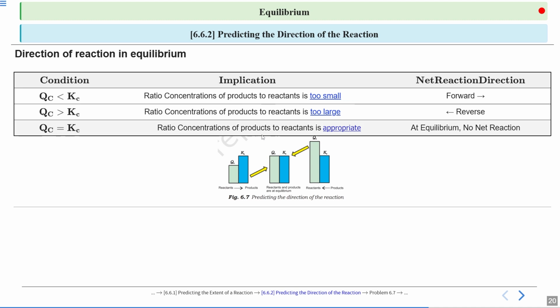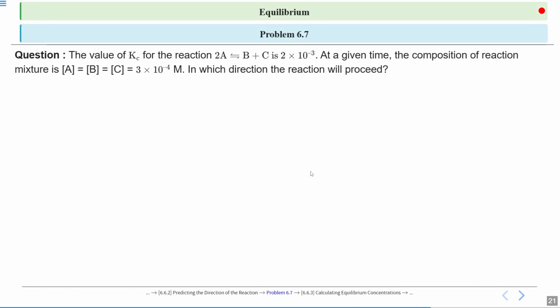Got it? Clear? Is it clear to all of you? So at this stage, we will say that the reaction is at equilibrium and there will be no net reaction. Now let us move on to a question.